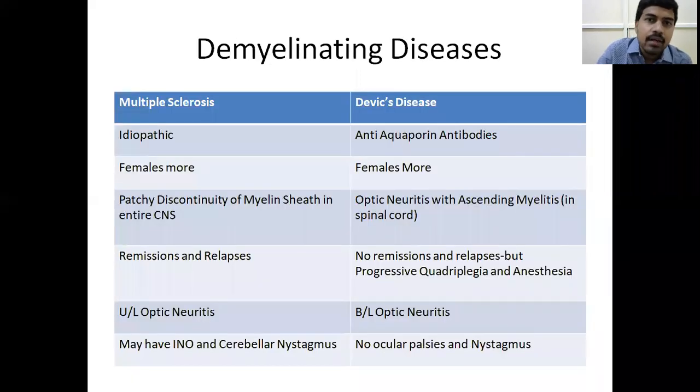And finally, the last slide, there are some demyelinating diseases like multiple sclerosis and Devic's disease. So multiple sclerosis is an idiopathic disease, more common in females, in which there is a patchy discontinuity of myelin sheath. So the myelin sheath which surrounds the CNS, there's patchy discontinuity of that, leading to impulse conduction problems, thereby leading to weakness and all. So in this, this has got remissions and relapses, and it can present with unilateral optic neuritis. For all the optic neuritis cases, that's why you go for an MRI brain, because there could be an underlying multiple sclerosis for which you have to start steroids, and may have an internal nuclear ophthalmoplegia and cerebellar nystagmus.